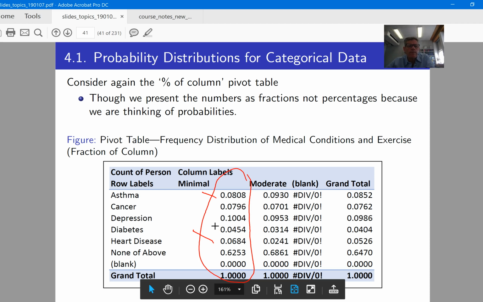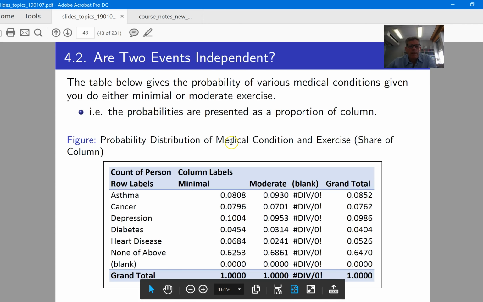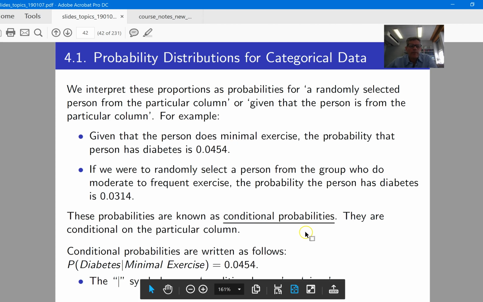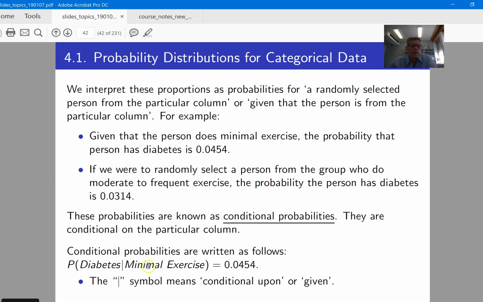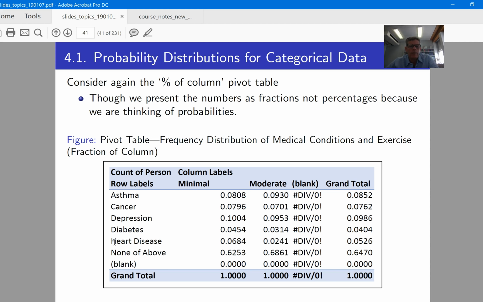So that's kind of like, given that the person engages in minimal exercise, what's the probability of this particular illness being their primary illness? That's what we refer to as a conditional probability, which is what we describe on the next page here. So these probabilities are conditional probabilities. The probability of having diabetes, given that you engage in minimal exercise, is 0.0454. We use that symbol there, the vertical line, to indicate conditional, or given that you engage in minimal exercise, what's the probability that you have diabetes? And you see that 0.0454 right here.